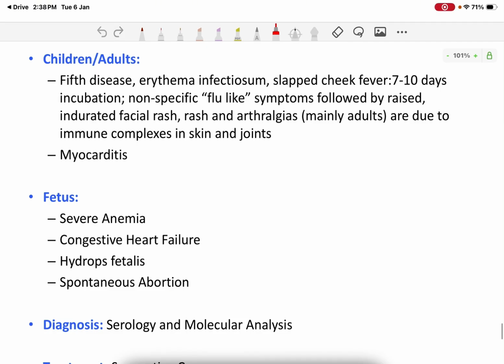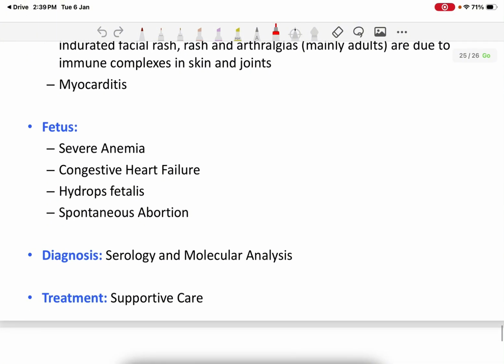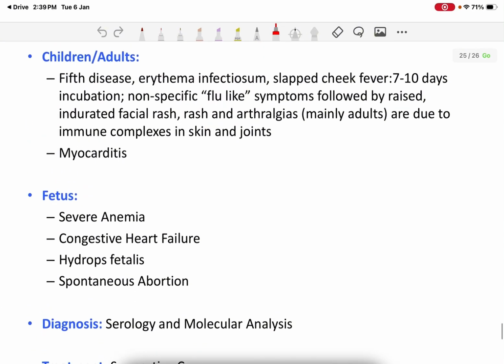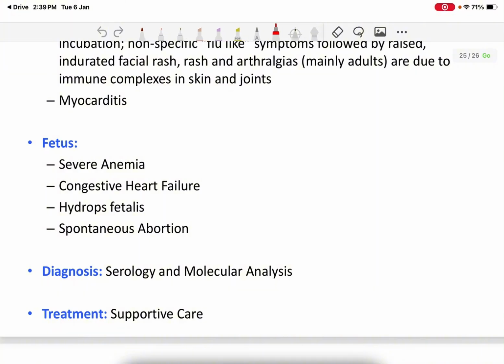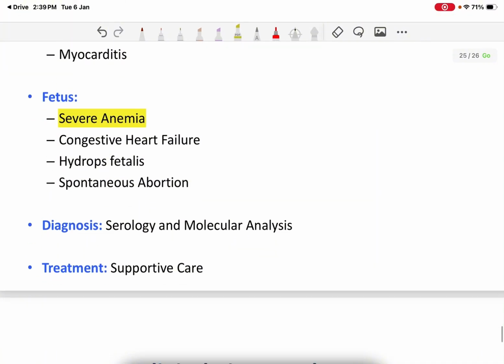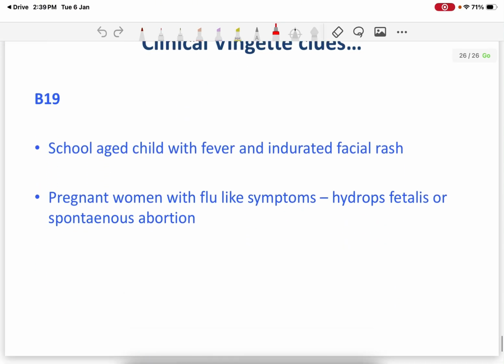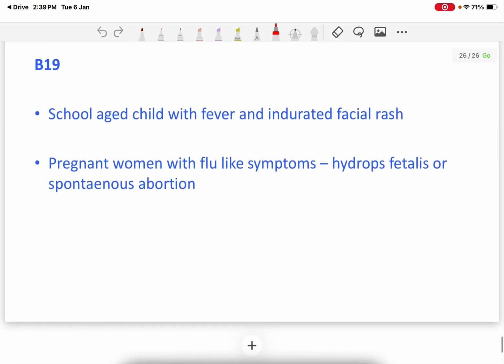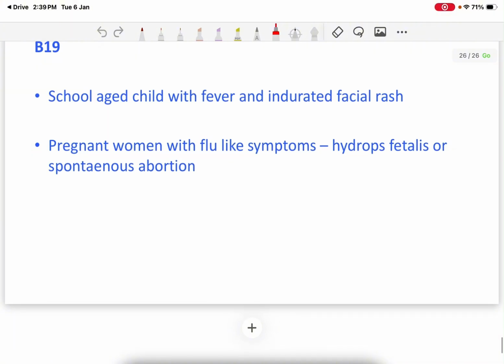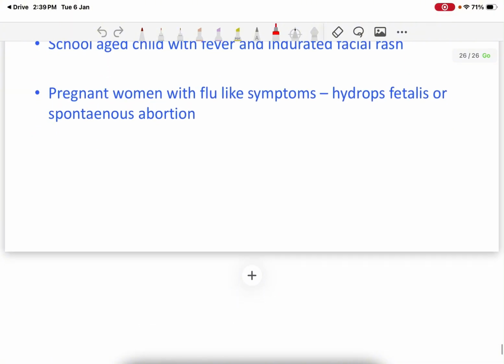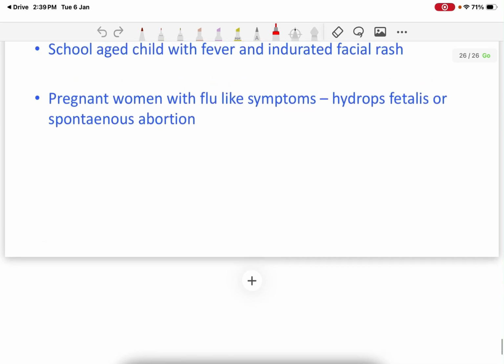Parvovirus B19. What is it that is scary about Parvovirus B19? Association with sickle cell anemia. Anemia, congestive heart failure, and sometimes hydrops and abortion. Okay? Clues: school-age child with fever and indurated rash, 5th disease. Pregnant women, similarly, with hydrops fetalis or spontaneous abortion. So that's the clinical image of Parvovirus B19 and the interesting association with sickle cell anemia.